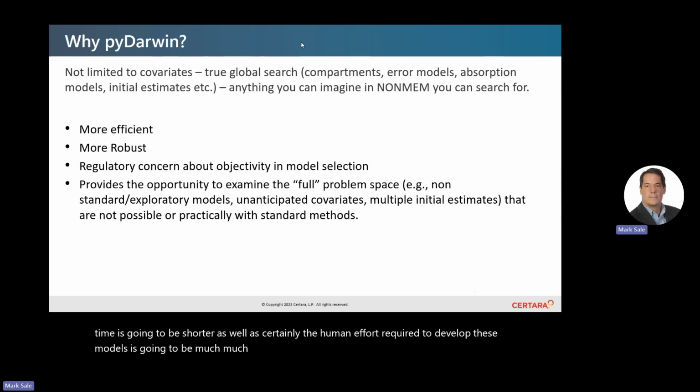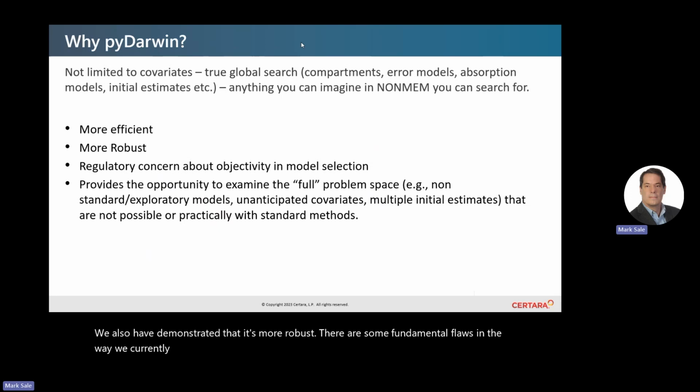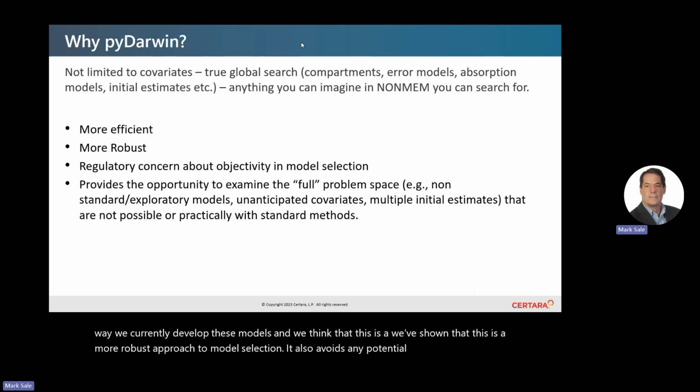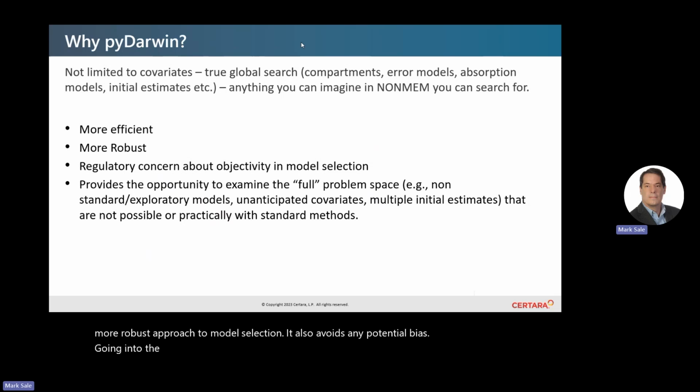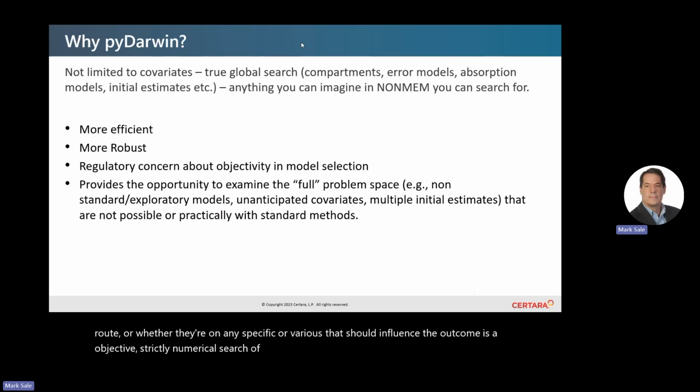We also have demonstrated that it's more robust. There are some fundamental flaws in the way we currently develop these models. And we think that we've shown that this is a more robust approach to model selection. It also avoids any potential bias going into the analysis about whether this molecule is eliminated, has a linear elimination route, or whether there are any specific covariates that should influence the outcome. It is an objective, strictly numerical search of the parameter space looking for the optimal model.